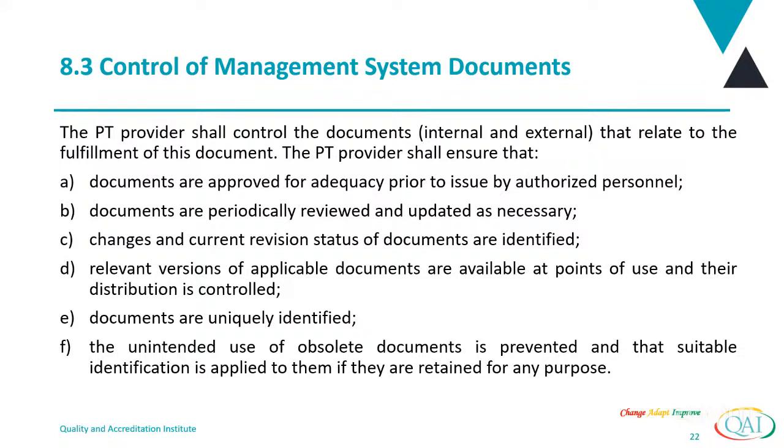Control of management system documents. The PT provider shall control the documents, internal or external, that relate to the fulfillment of the document. The PT provider shall ensure that the documents are approved for adequacy prior to issue by authorized personnel. Documents are periodically reviewed and updated as and when necessary. Changes and current revision status of documents should be identified. Relevant versions of applicable documents are available at point of use and their distribution is controlled. Documents are to be uniquely identified. The unintended use of obsolete documents is prevented and suitable identification is applied to them if they are retained for any purpose.